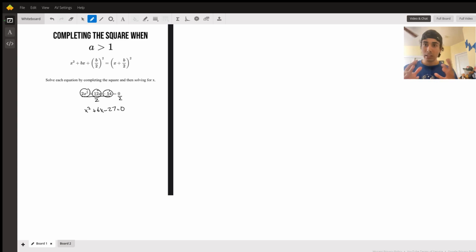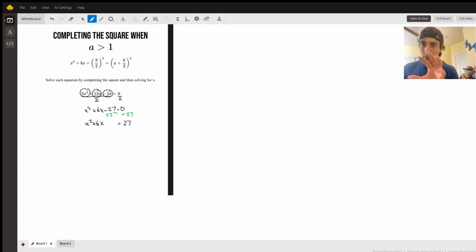All right, and then remember our steps for completing the square. Whatever that c term on the end is, we're going to move that to the other side. That's our number that does not have any letter attached to it, so our negative 27. So we're going to add 27 on both sides of the equal sign. We'll get x squared plus 6x equals 27.